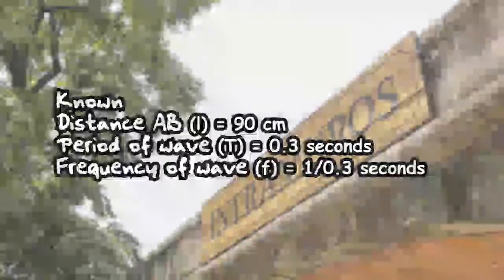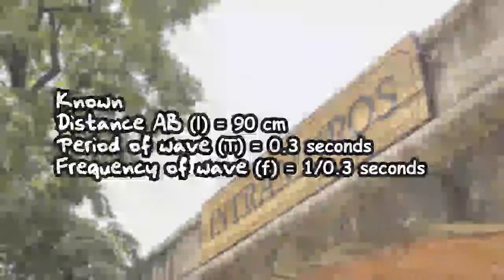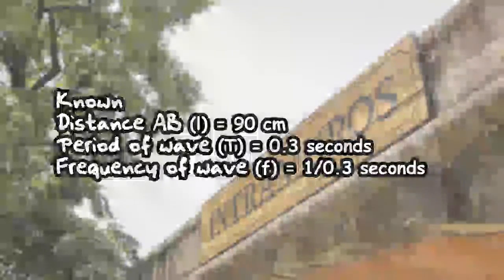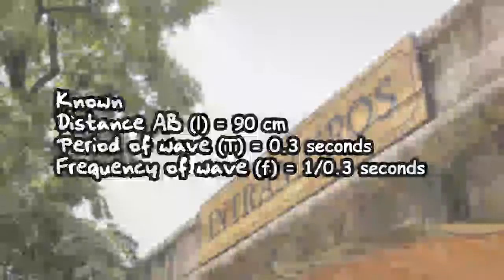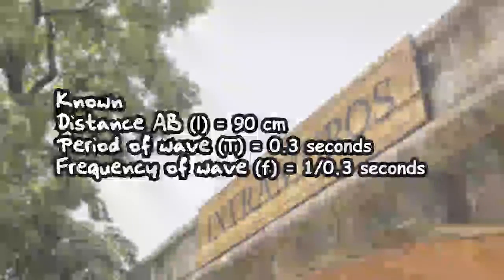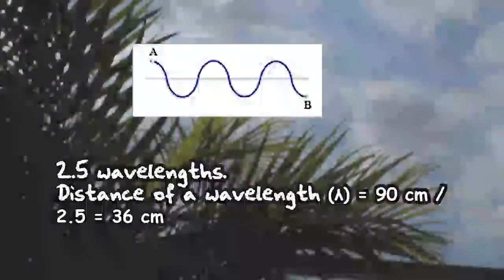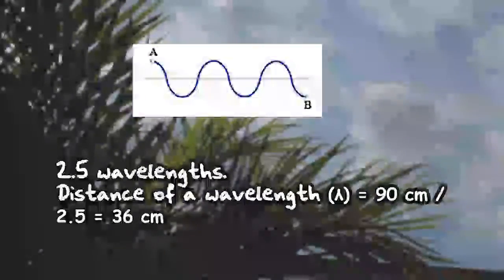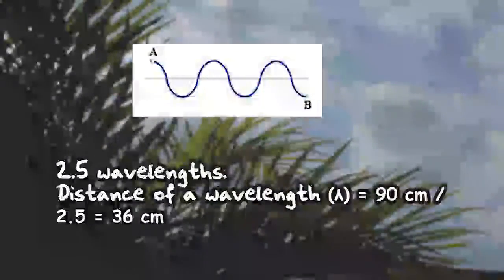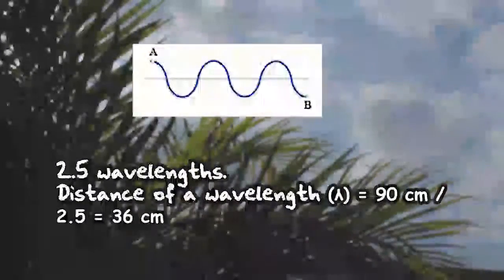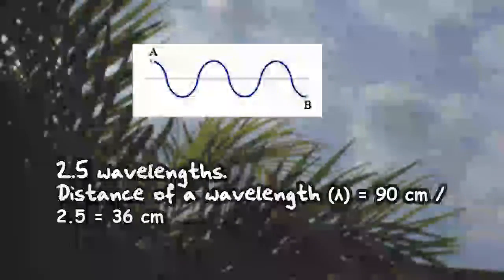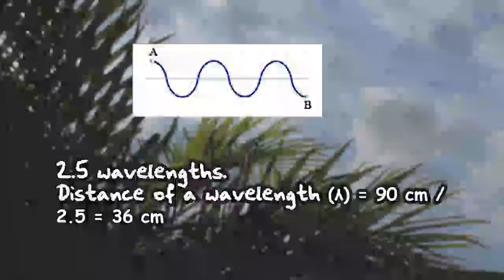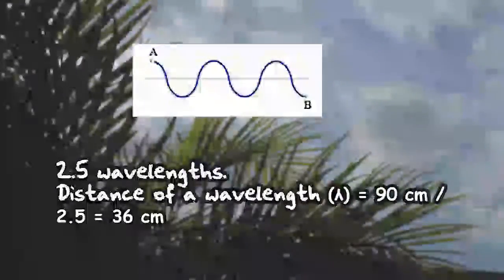Given that the distance between A and B is equal to 90 cm, the period of the wave is equal to 0.3 seconds, and the frequency of the wave is equal to 1 over 0.3 seconds. Based on the figure, we concluded that there are 2.5 wavelengths. To find the distance of the wavelength, we divide the distance between A and B by 2.5. Therefore, 36 cm is the distance of the wavelength.